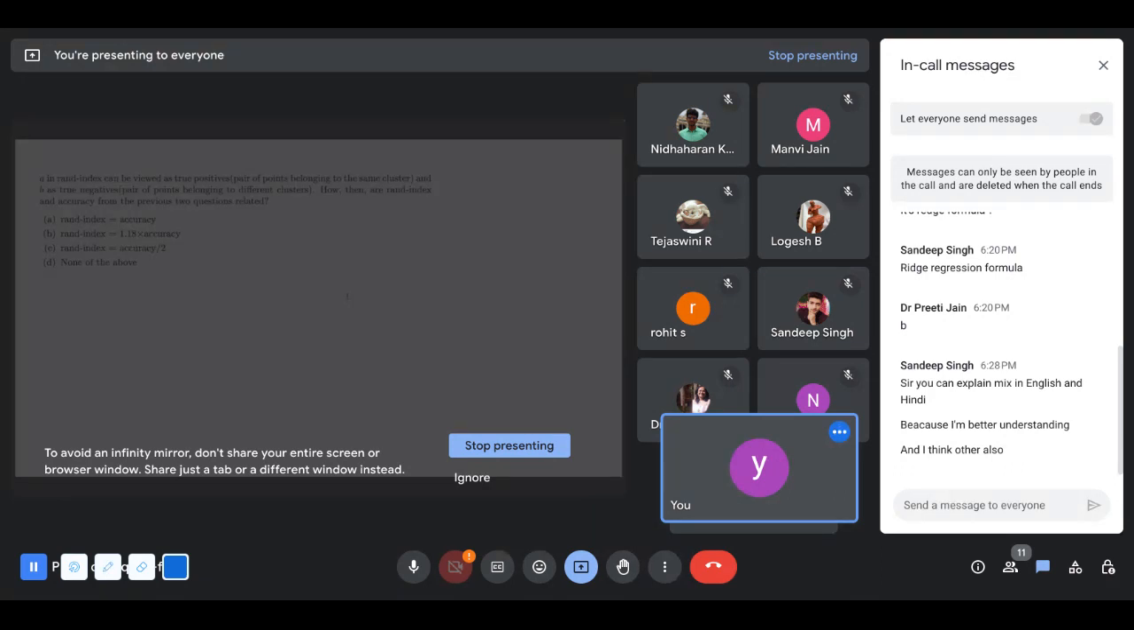So then, how are the RAND index and accuracy the same? RAND index and accuracy. Accuracy is this thing, and the RAND index is this thing. So are they the same or not is the question.